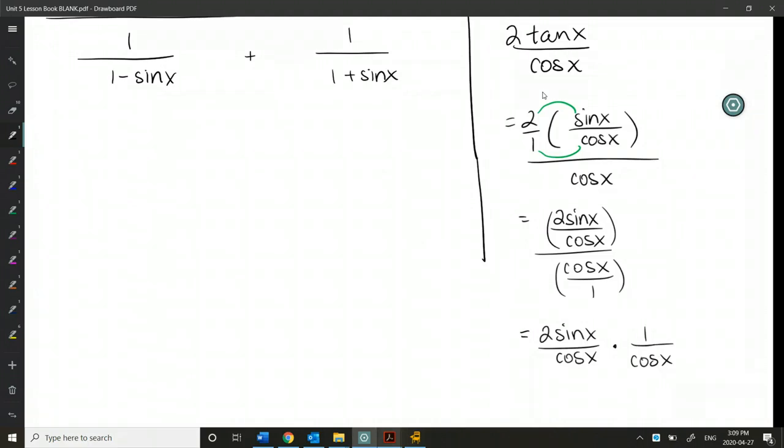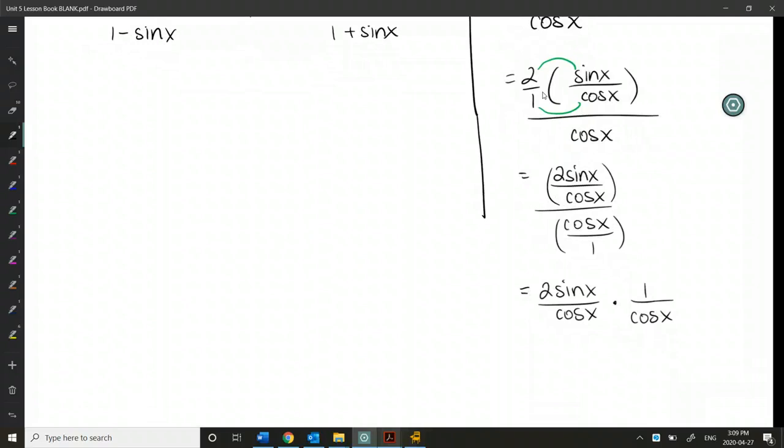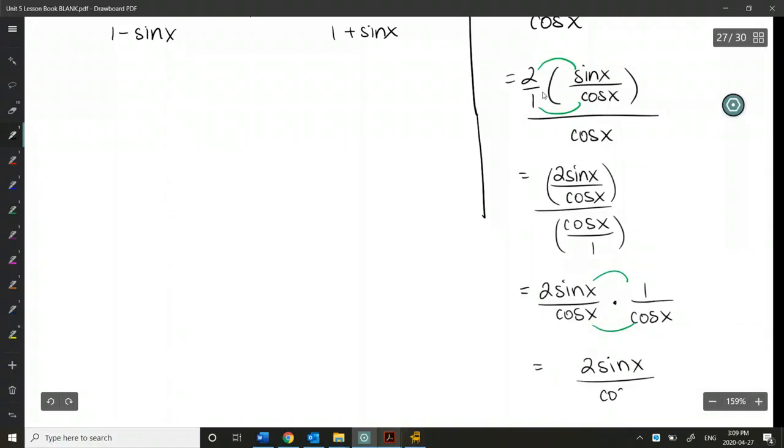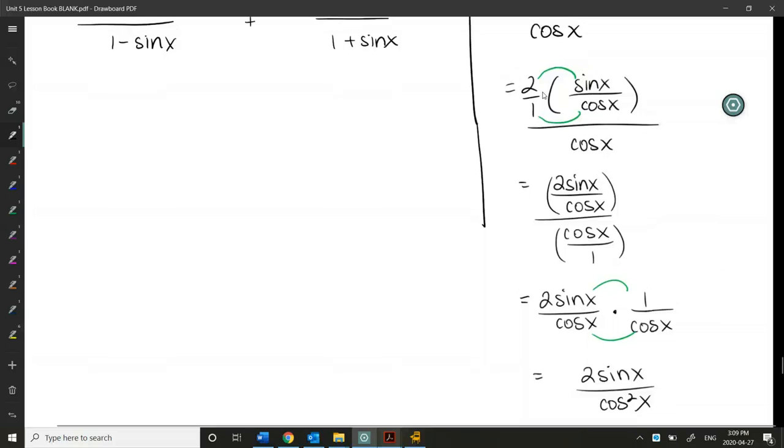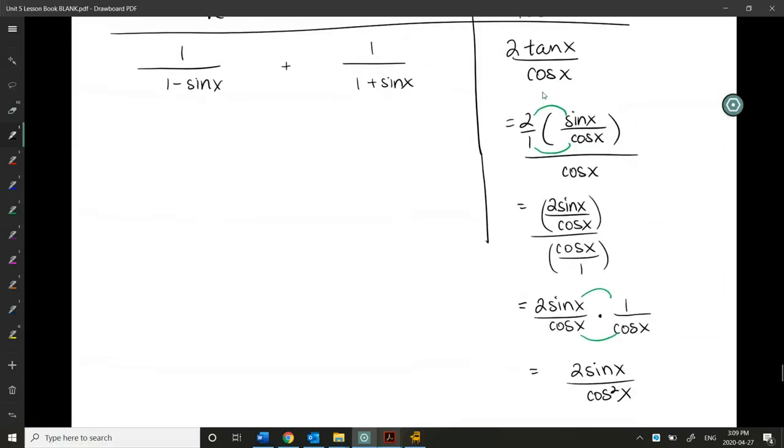Okay, so rather than cos over 1, we're going to have times 1 over cos. And then we'll simply multiply the numerators together and multiply the denominators. Remember, when you're multiplying fractions, you don't need common denominators. You only need common denominators if you're adding or subtracting fractions. So here we go. We've got 2 sine x over cos squared x. And now that I have everything in terms of sine x and cos x, and I don't have fractions inside of fractions, I think we can start working with our right-hand side here.